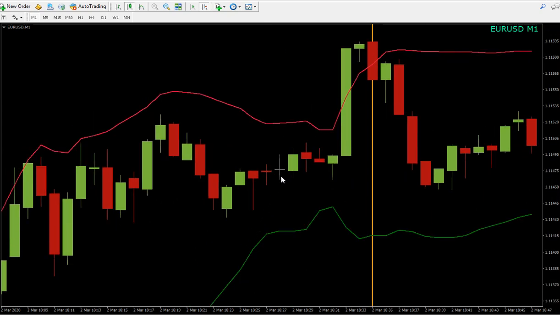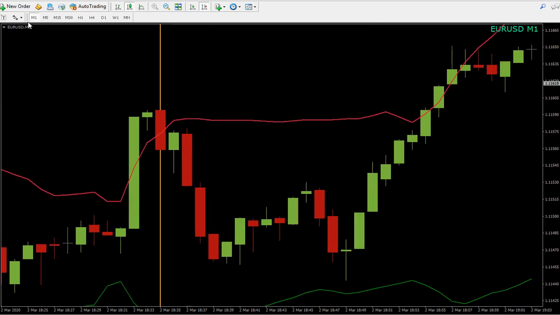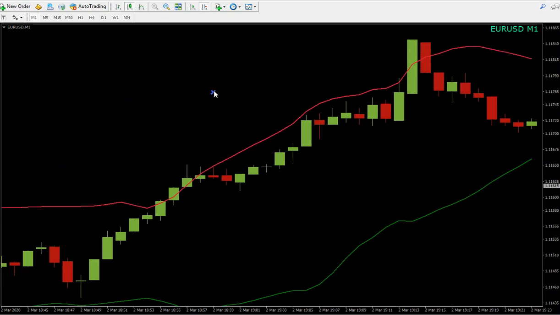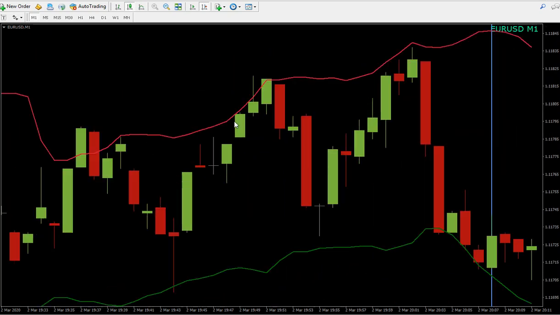Oh, this is a tough one. Rejection, balanced, rejection in the opposite direction. Very strong candle to the upside. Rejection of lower price. I wouldn't take this. I will not take this. So just to let you know, I wouldn't trade that.